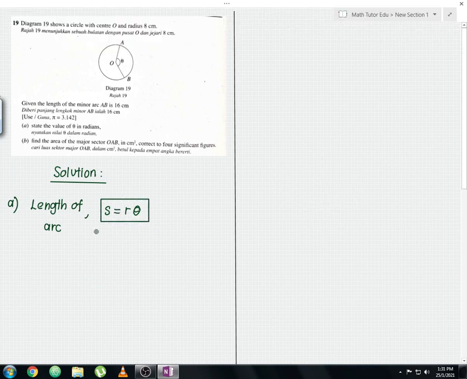Okay, so the length of the arc is already given in the question as 16 cm, which is the length of the minor arc AB. So let us write it down. From here, 16 is equals to the radius, which is already given by the question, 8 cm, times theta. We don't know the value of theta, so we just leave it as it is. So from here, 8 theta is equal to 16. To get theta, you divide 16 by 8. So you get theta is equals to 2 radian. This is your solution for the question part A. Let me underline the answer.